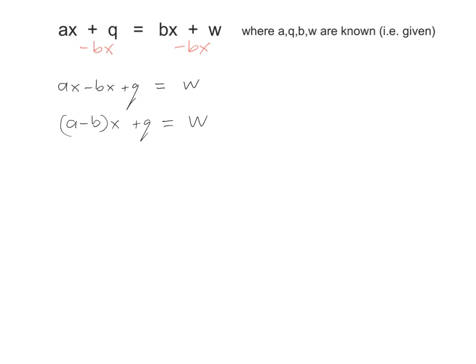Okay. And now, I'm going to subtract q from both sides of the equation. Again, my goal here is to isolate the unknown x. And when I subtract q from both sides, the left-hand side becomes a minus b times x, and the right-hand side is going to become w minus q. Now my goal here is to solve for x, so I'm going to divide both sides of the equation by the quantity a minus b.